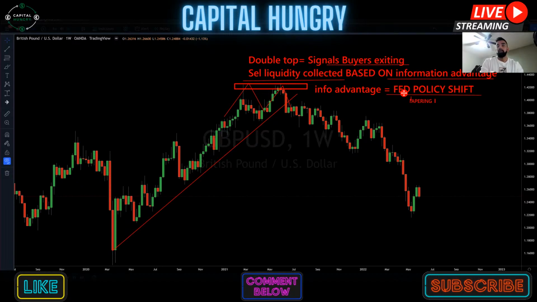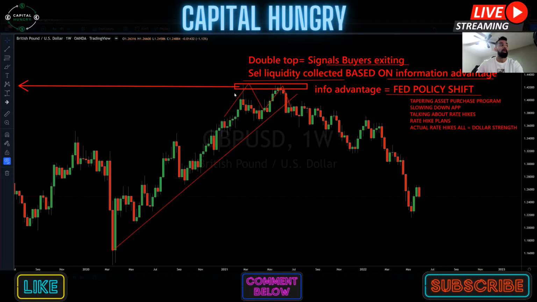Tapering asset purchase program, aka slowing down APP. Talking about rate hikes and giving those signals. Rate hike plans, actual rate hikes. This was the reason why we started to get this exhaustion and buyers liquidating out from that very key price point of interest, more sell side liquidity generated, and ever since then been in bearish market structure.